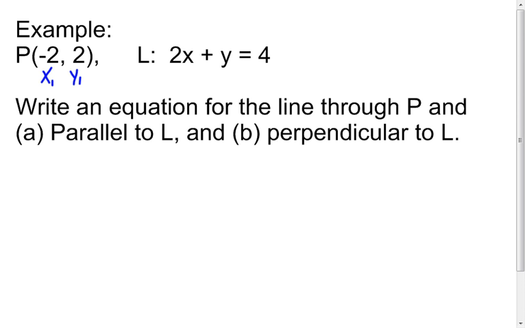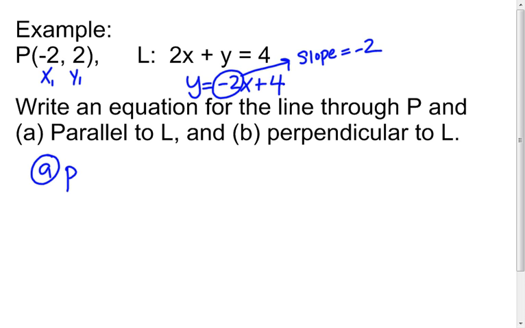Okay, so first of all, I want to get this into y equals mx plus b form, right here, the line, the L, so that I can find its slope. So if I get this into y equals mx plus b form, it will be y equals negative 2x plus 4. Okay, this right here is the slope of this line. So the slope of this line is negative 2. Okay, the only reason I'm going to use it is to find the slope of the line that is parallel to it.